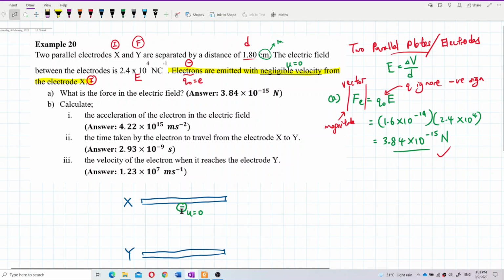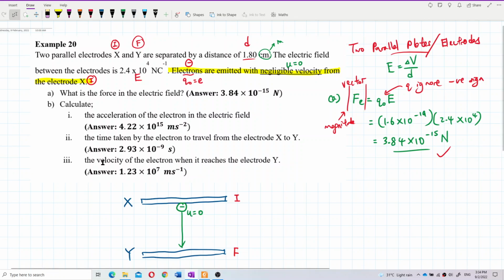So it moved from X to where? X is considered the initial point, and Y is the final point. So I can say it moved. Okay, let's look at here. It says acceleration of electron in the electric field, time travel of electron from X to Y. So he traveled from X to Y.